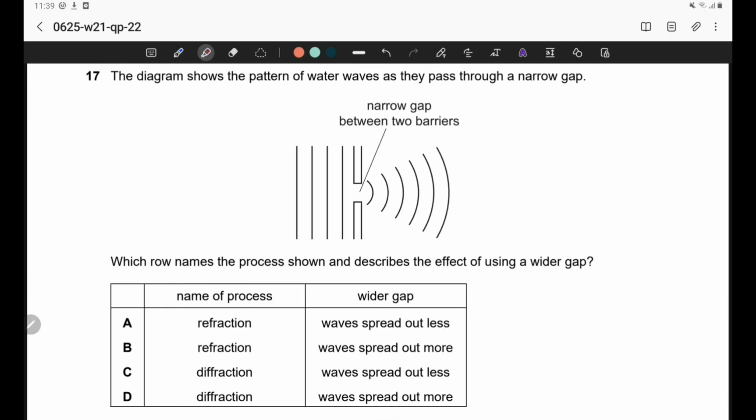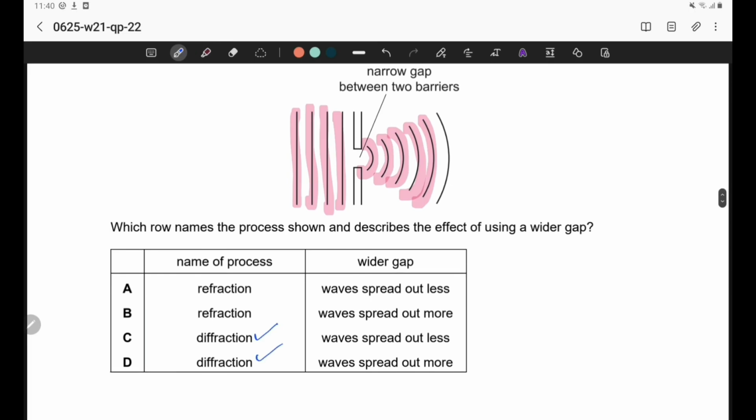Question 17 is from the topic waves. The diagram shows the pattern of water waves as they pass through a narrow gap. Which row names the process shown and describes the effect of using a wider gap? So here we can see when the waves pass through a slit, they bend, and this property of wave is known as diffraction. So the name of this process is diffraction, not refraction.